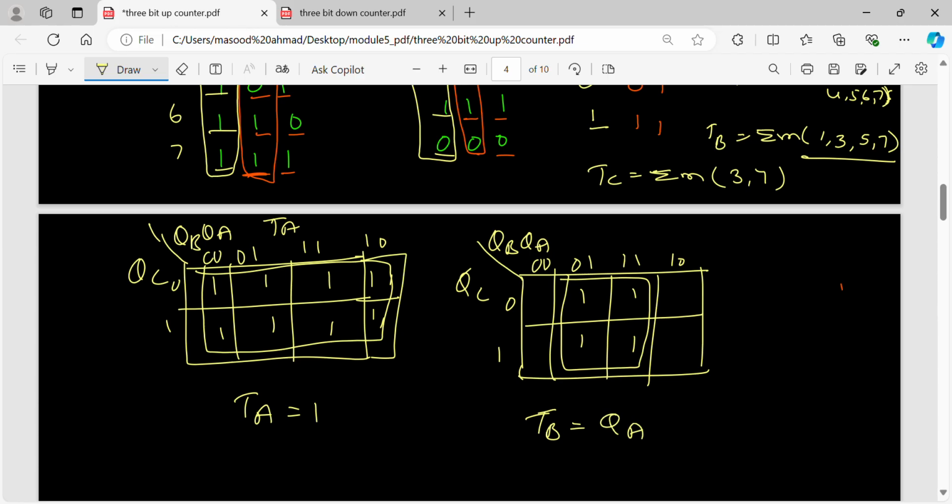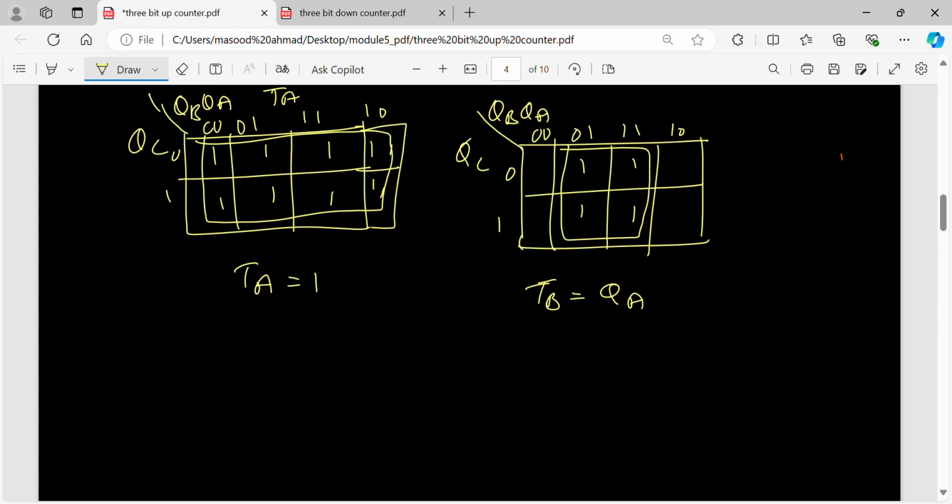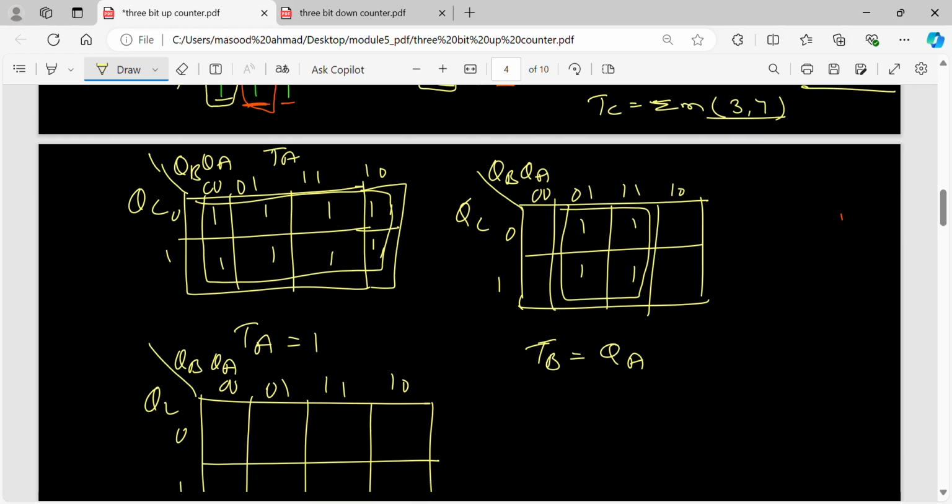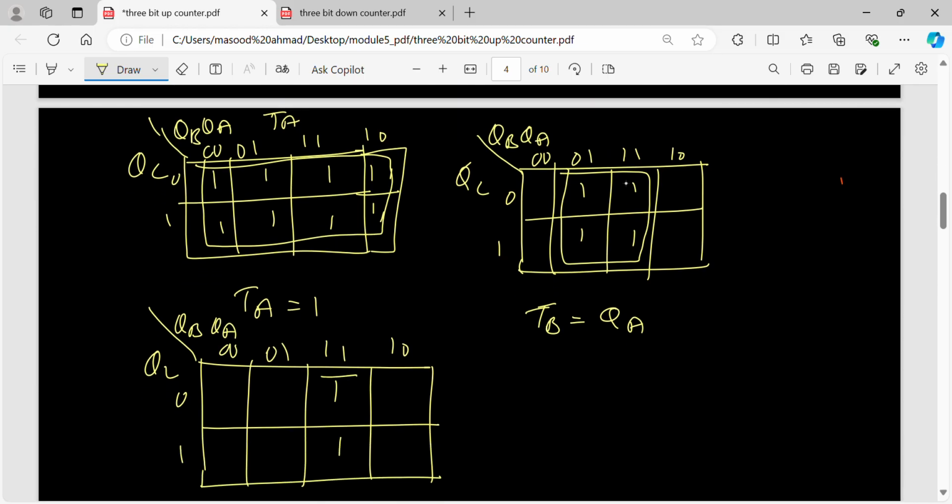Okay. So next I will take up the next K map, which is for the third output, which is flip-flop inputs. This is QC, QB, QA, 0, 0, 0, 1, 1, 1, 1, 0, 0 and 1. It is 1 for 3 and 1 for 7. So if I combine them, I will get the expression for TC. I have entered the values of TC. This K map is for TC. I get the expression for TC, which is nothing but QA QB.